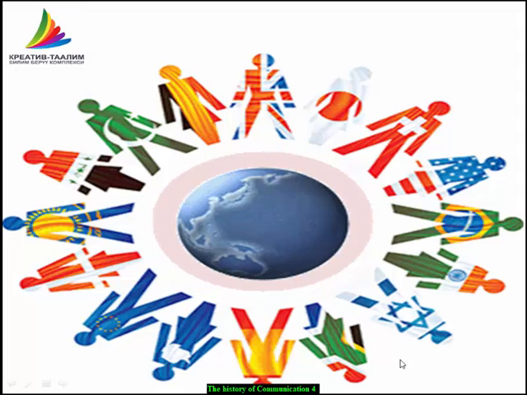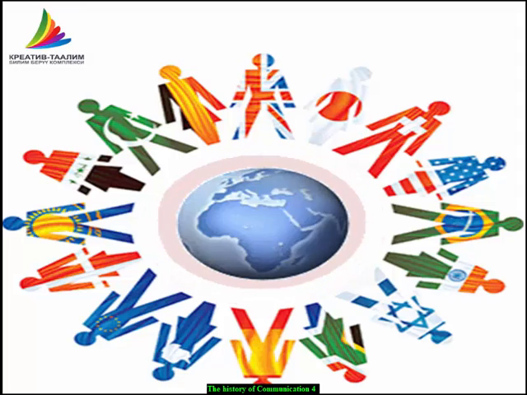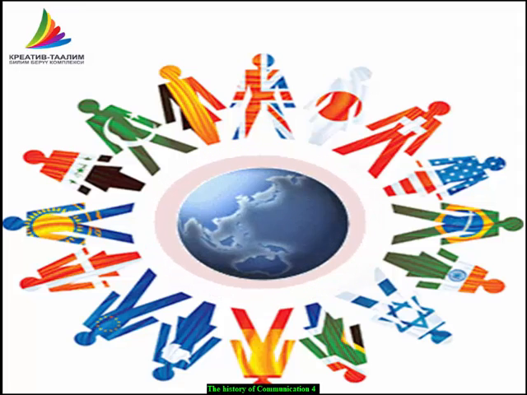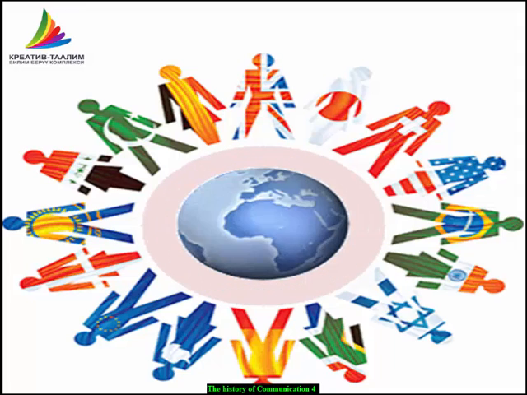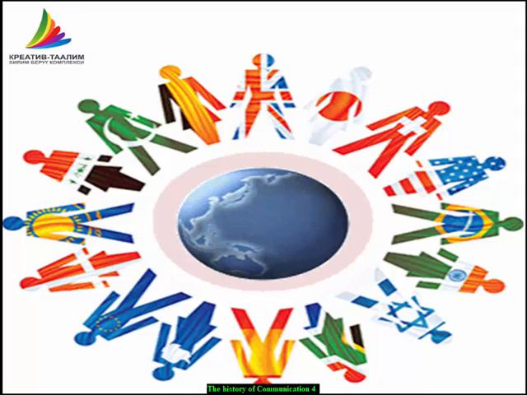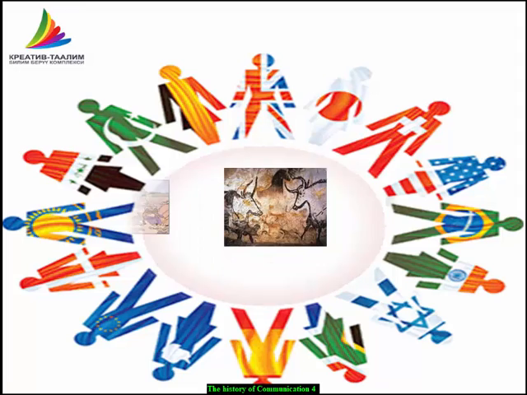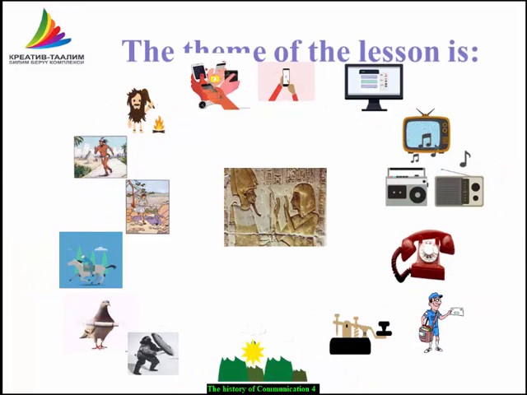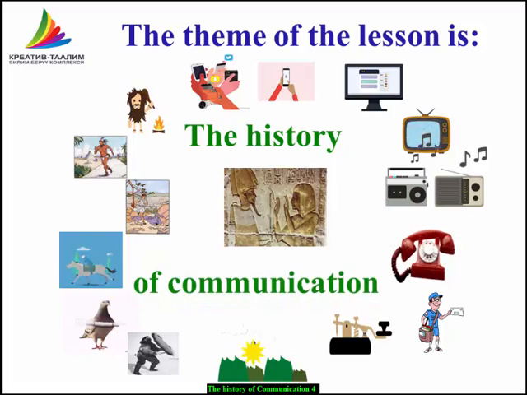What do you see here? You see here our planet Earth and the people who live there. How can we connect this picture with the theme of our lesson? We live on the Earth, and we always communicate with each other. The theme of our lesson is the history of communication.